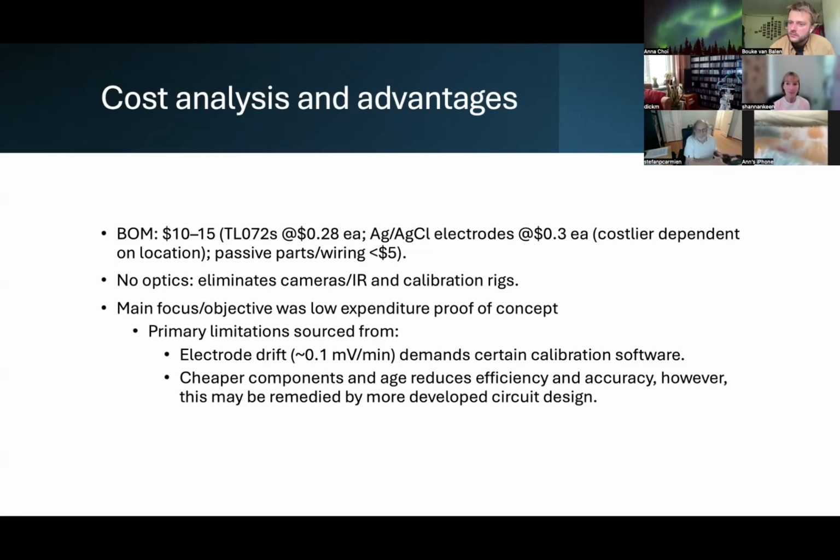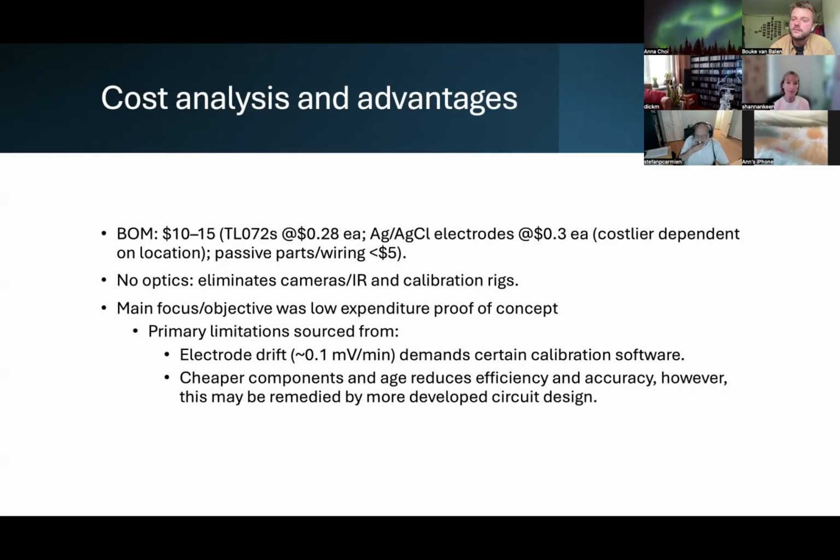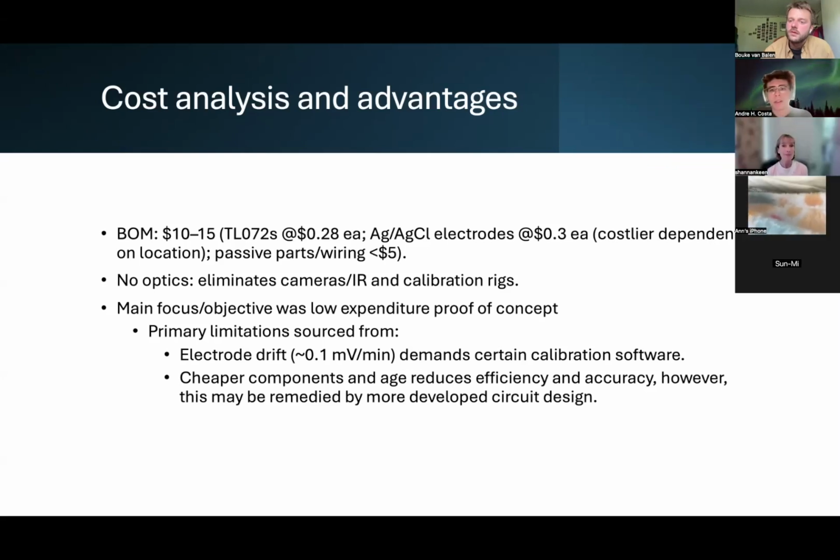But that's something you could try to target by using calibration software. As I mentioned, software was something to try to avoid, but I think it could really be helpful. Now, cheaper components and age kind of reduce efficiency. As I mentioned, this could be remedied by more developed circuit design.